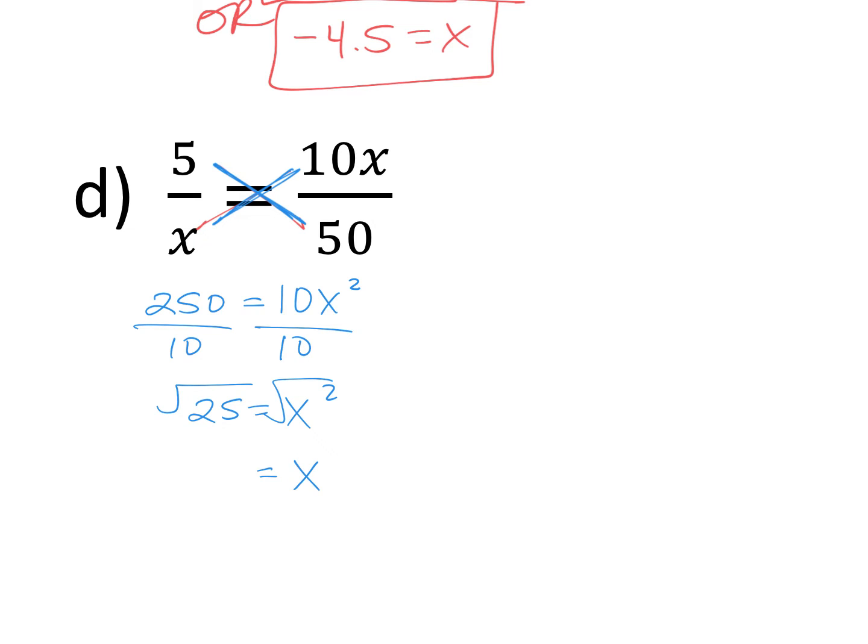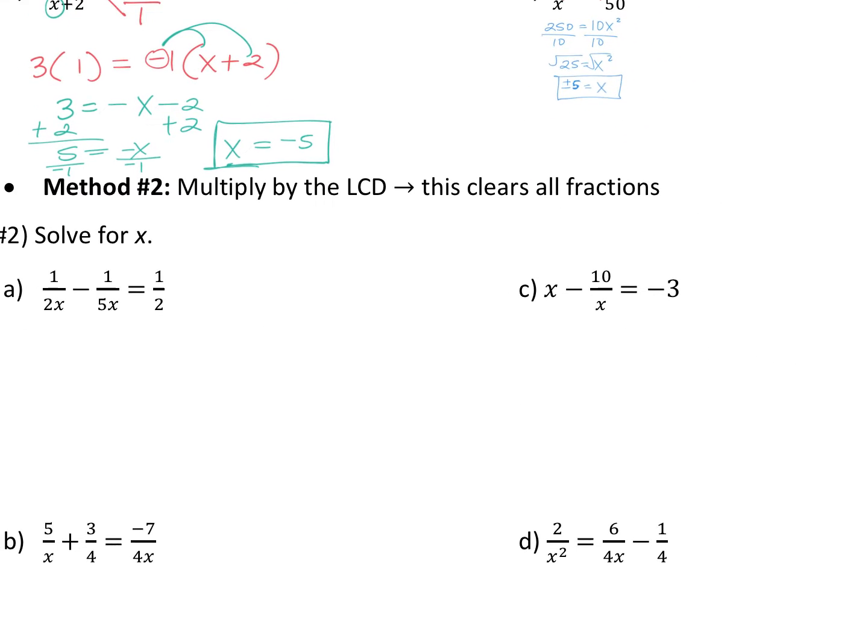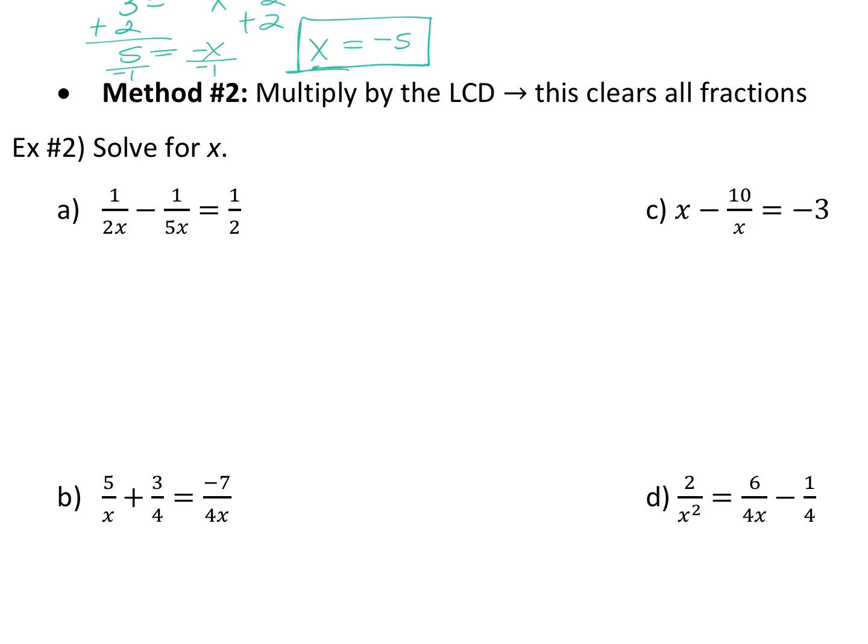5. Does it equal 5? Plus or minus. You square rooted both sides. Plus or minus 5. So you could plug a positive 5 in there, you could plug a negative 5 in there, and you would get equal ratios. Questions on that? That's the easy one. Cross multiply, right?